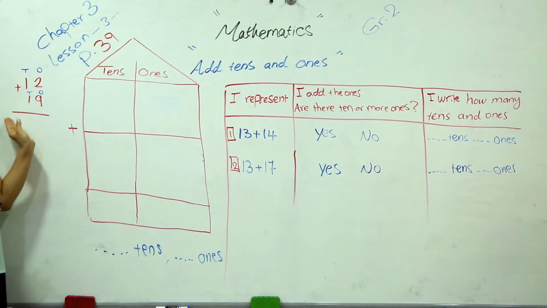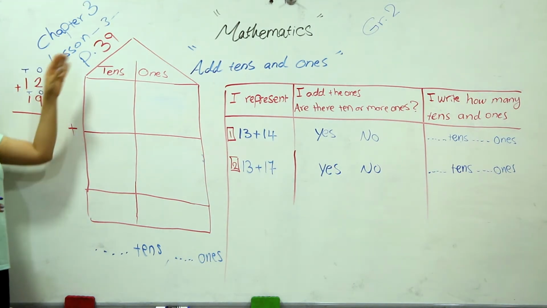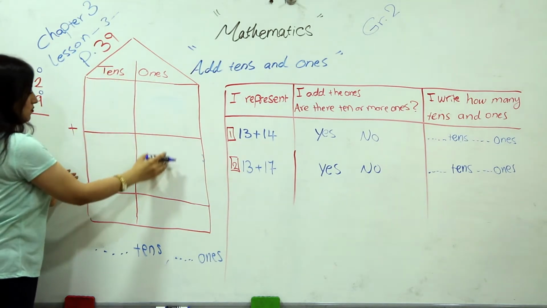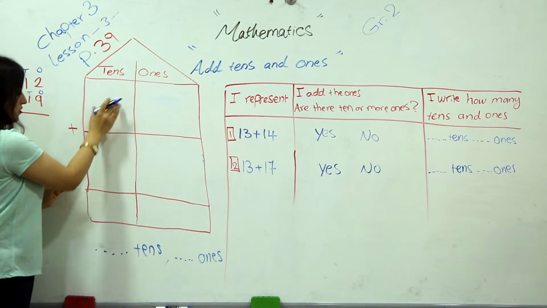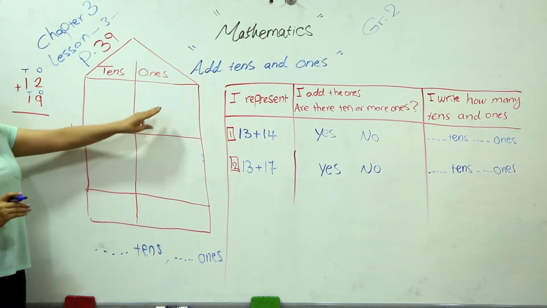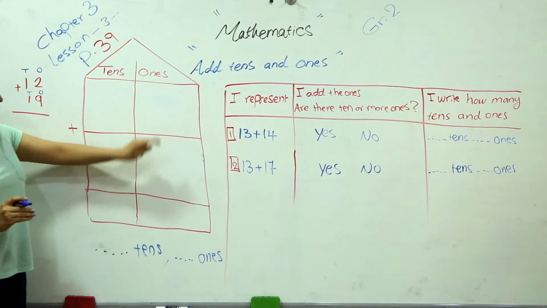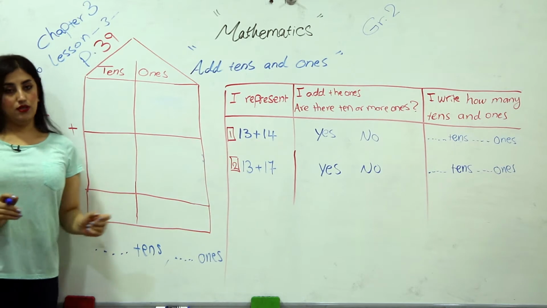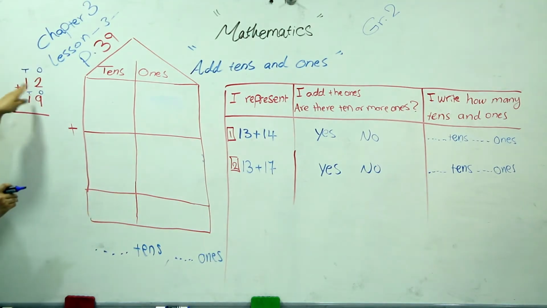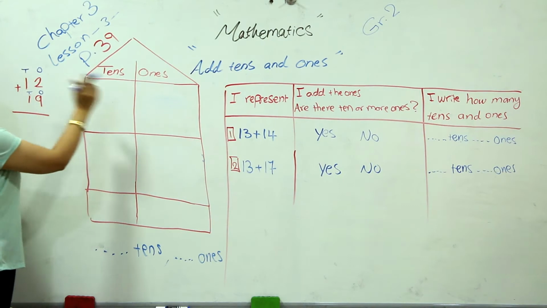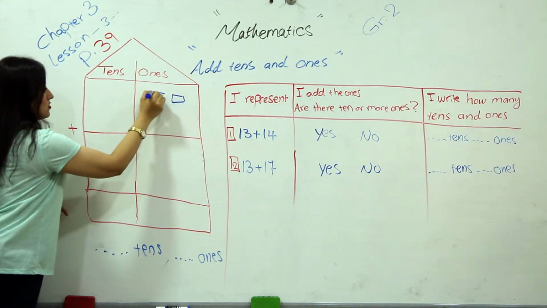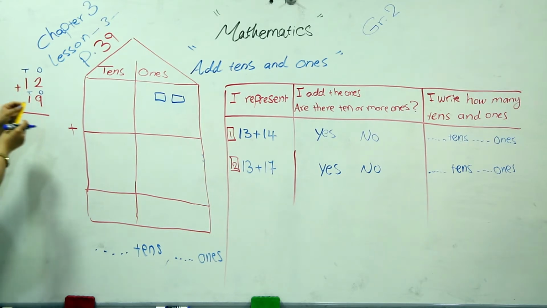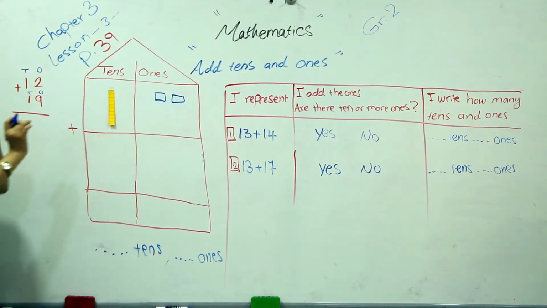Now we put the numbers in this house. I made this house, and that's the ones side with different rooms, and that's the tens side with different rooms. Here, the first and second room are for the numbers, and these two rooms are for the total, okay? Now, how many ones do we have? 2. We make 2 squares, and how many tens do we have? 1 tens. We add 1 ten.